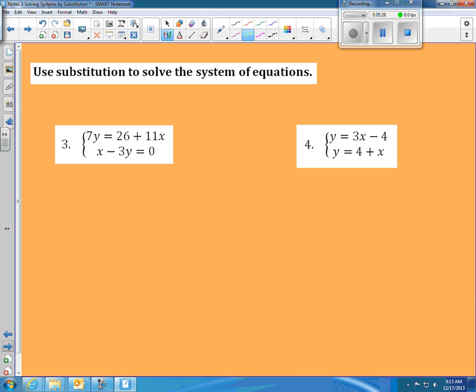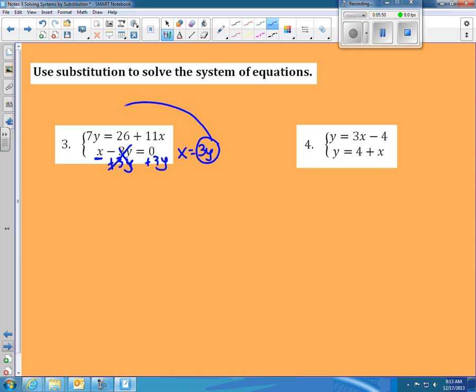All right, so let's take a look here at problem 3. 3 is similar to problem 2. We don't have a solved for variable. So let's go ahead and we are going to add 3y and add 3y. Now think about, well, why did I pick that second equation? Because the second equation had x by itself. So we get x equals 3y.